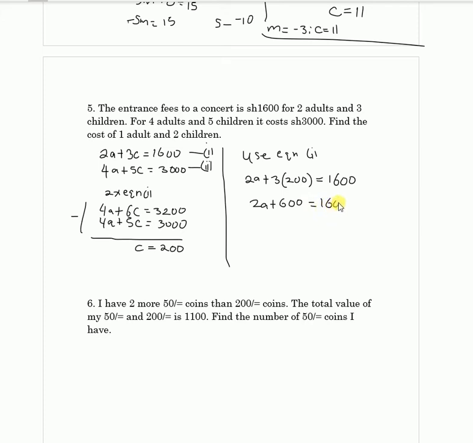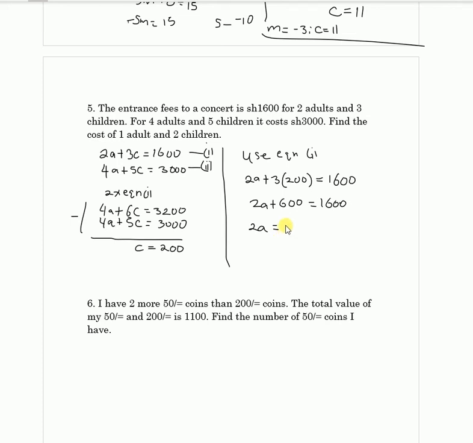And now for 2a, we shall take the 600 to the right hand side. It is positive on the left hand side, so it shall become negative on the right hand side.